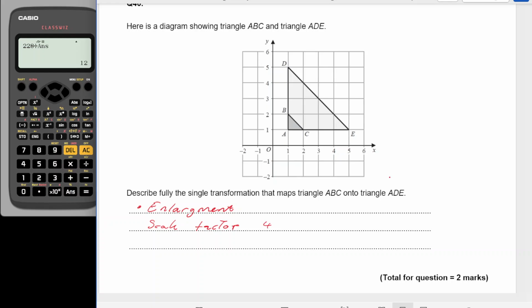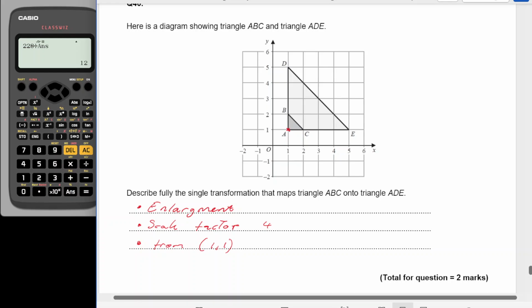And then normally need to give, for the 3rd mark, the point of enlargement. So it's been enlarged from, and we can tell that by the invariant point, it's been enlarged from the point 1, 1. Okay, and I've just had a quick look at the mark scheme, and it says 2 marks for all 3 points and 1 mark for 2 of the 3 points. So there are still 3 points mentioned on the mark scheme that you need for the full marks.